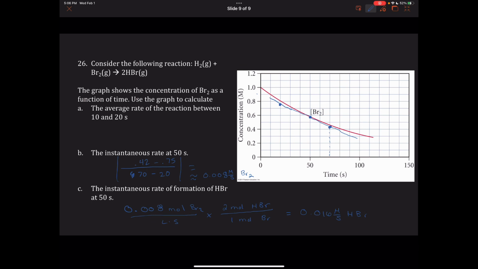So graphs are one way we can determine rates. We can look at concentration over time, and we can get instantaneous rates, average rates, and initial rates.